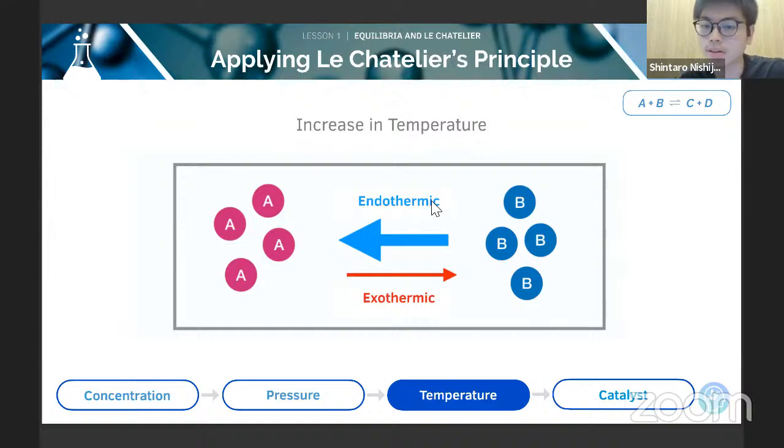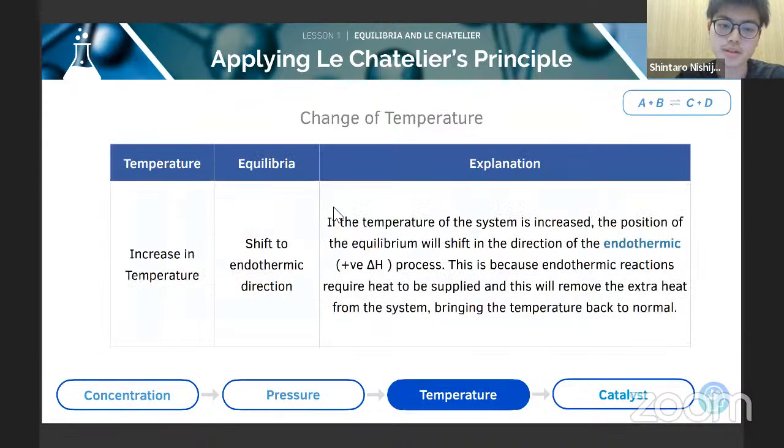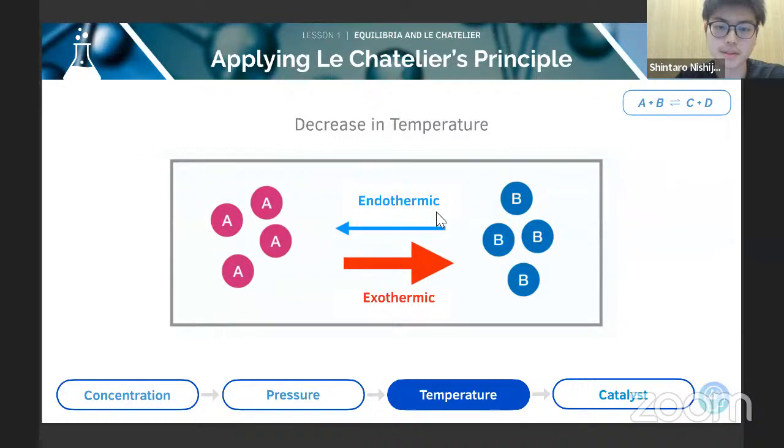In this particular example, the endothermic reaction is backwards. So yeah, with an increase in temperature, the molecules are going to want to soak up that thermal energy. It's going to favor the endothermic reaction. Increase in temperature, shift to endothermic reaction. And we'll go through this with the questions later.